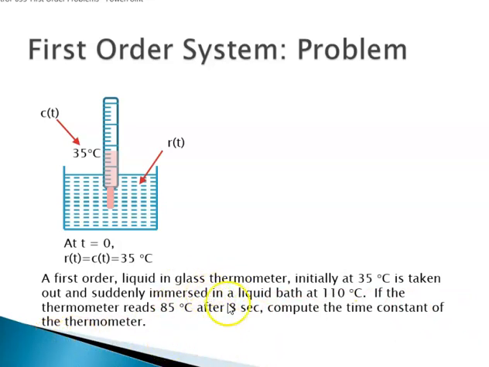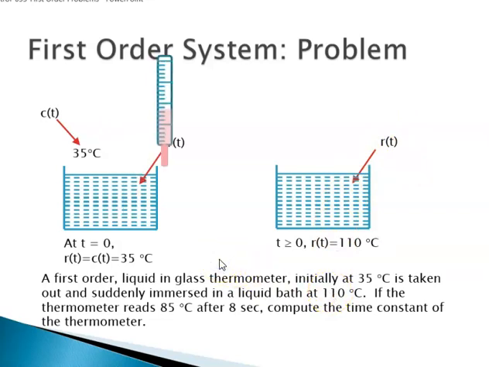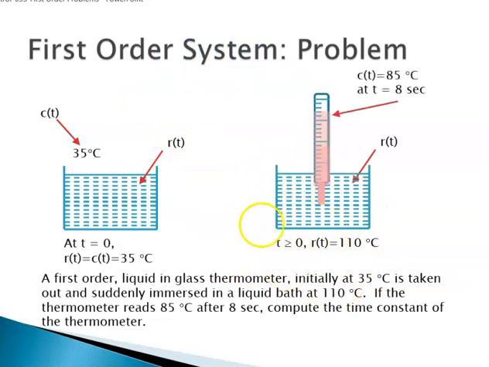This problem illustrates how we can compute the parameters of the system using time response analysis that we studied. So what happened in the problem is that you have another liquid bath with R(t) equal to 110 degrees centigrade, and after moving it into the bath, the output C(t) started rising and it rose to 85 degrees centigrade at 8 seconds. We have to find out what is the time constant of the system.